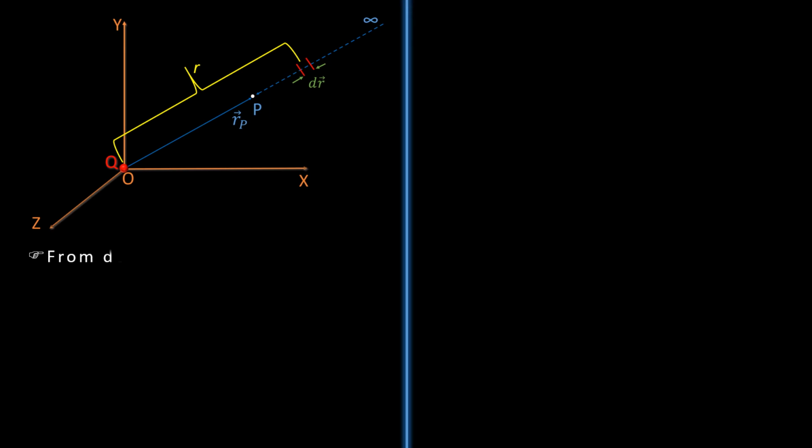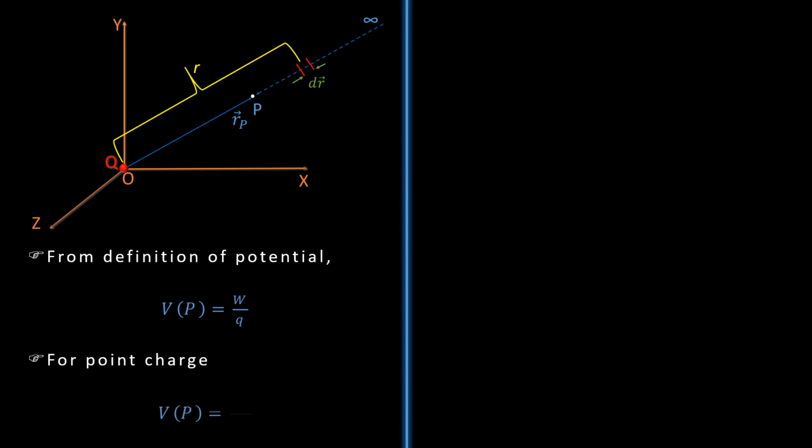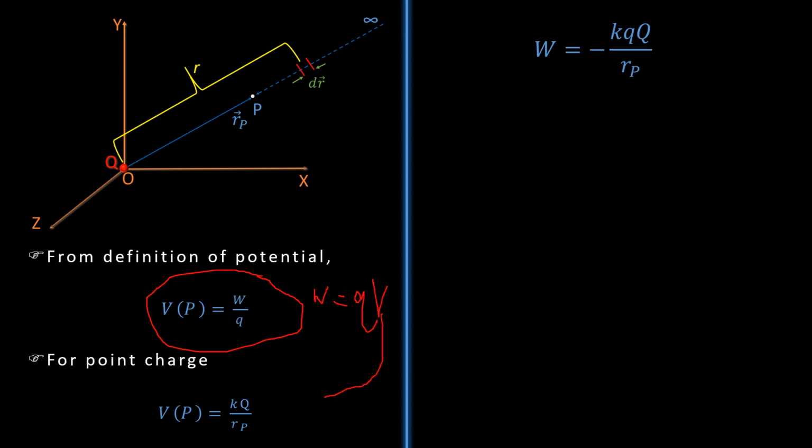So in this case, I can say that from the definition, potential is work done per unit charge, and then W is qV. For a point charge, we know that kQ by r_P is the potential of the point charge in this case, and then I can say that W is kQq by r_P. How come? Look at this. Make W the subject of the formula. So W is equal to q into V, isn't it? And this V is substituted from this equation, and that is how we get this.